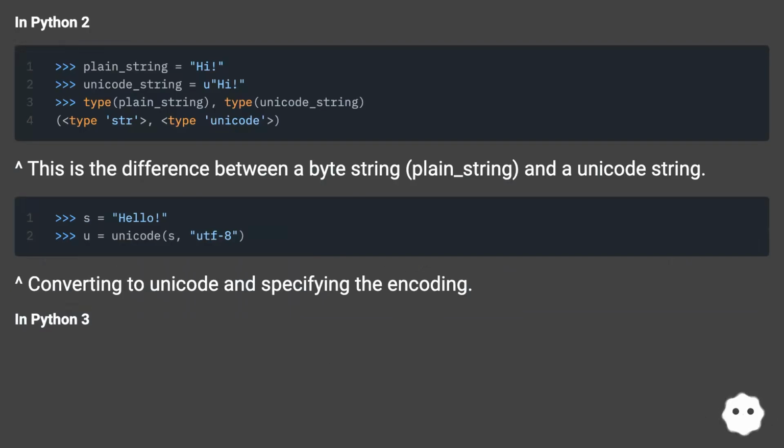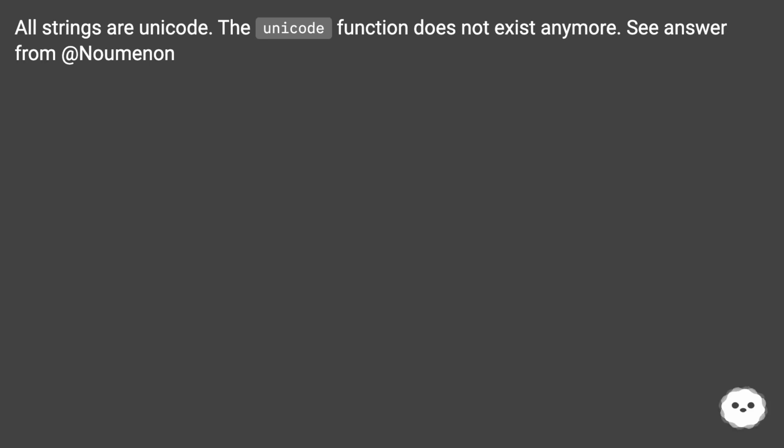In Python 2, this is the difference between a byte string, plain string, and a Unicode string. Converting to Unicode and specifying the encoding. In Python 3, all strings are Unicode. The unicode function does not exist anymore. See answer from @Numanan.